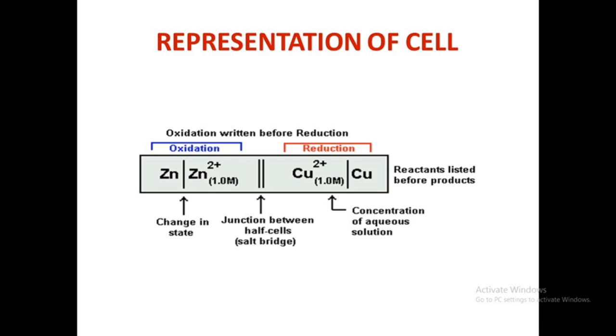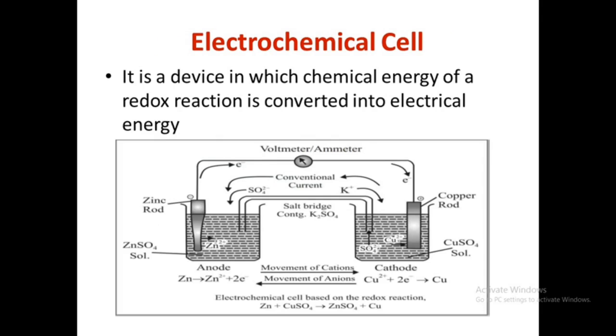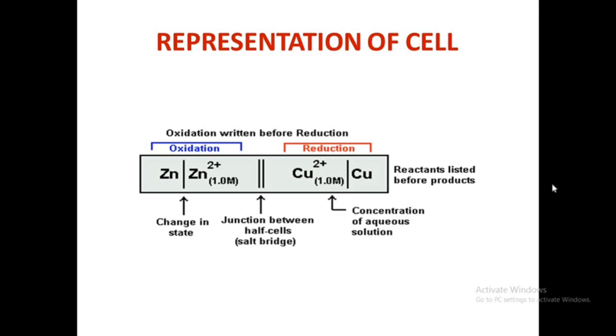And on both sides of the salt bridge, always remember that the metal ions are written, and the metal ions are separated by a vertical line from their metal. So this one is the representation of an electrochemical cell. This simple formula is used when it is not possible to draw the diagram of the electrochemical cell.